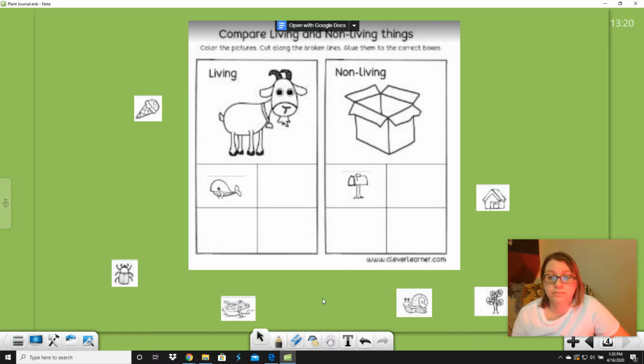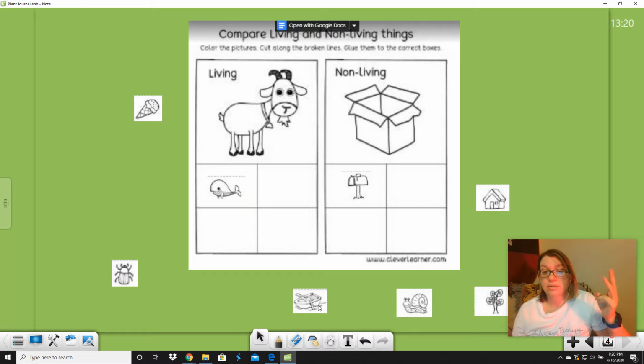Let's do one more. What about a boat? A boat can move. Living things move. Does that mean that the boat's alive because it can move by itself? No, because it can't really move by itself. The wind moves it. The water moves it. A person in it could move it with the oars, but it definitely does not move by itself. So a boat is non-living. So we put it here.